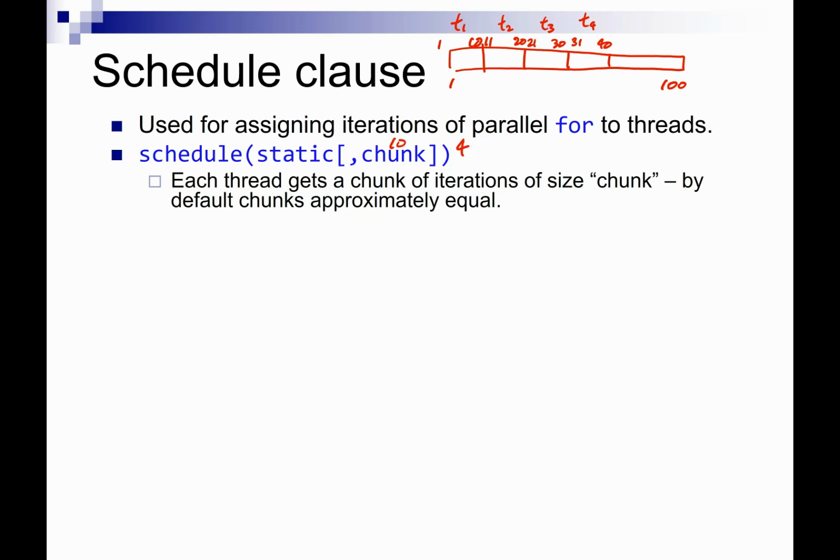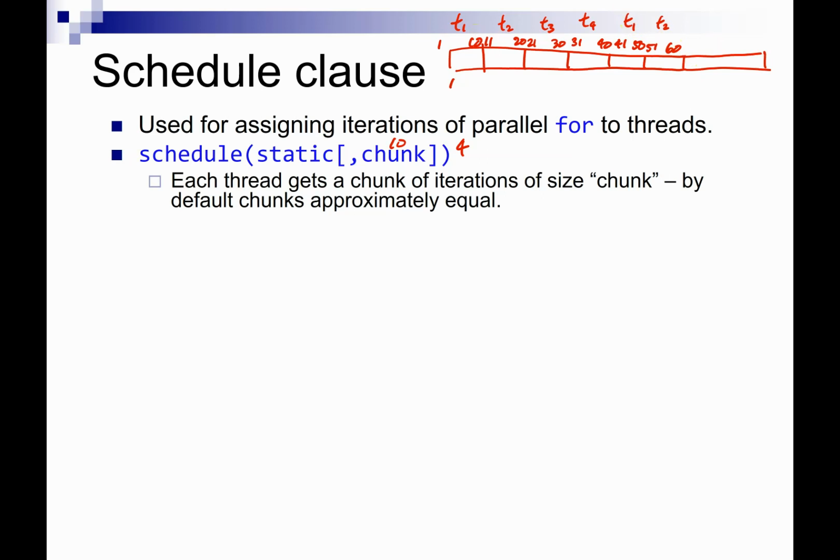And then since we're going round robin, we're going to go back to thread 1. So thread 1 is going to get 41 to 50. And then thread 2 will get the next 10 iterations, 51 to 60. I'm not drawing this right, but you keep going in the order of the threads 1, 2, 3, 4, 1, 2, 3, 4. And for each thread, you give it the next 10 iterations, if your chunk is 10.